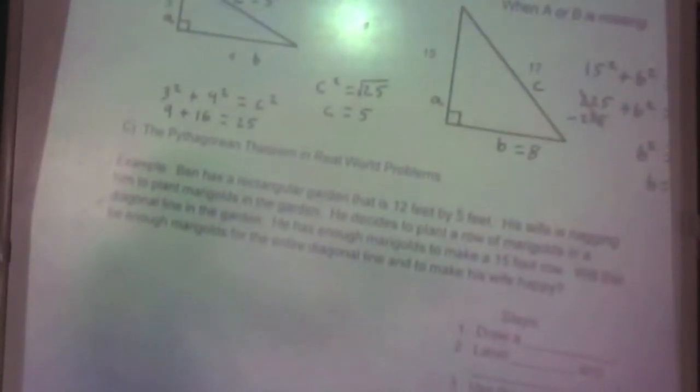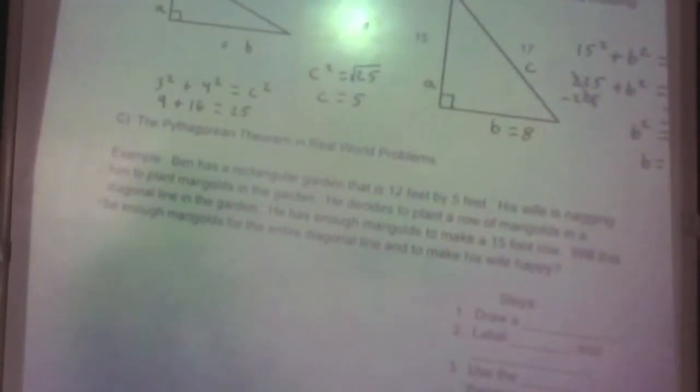Okay, and in this word problem, we have Ben, who has a rectangular garden 12 feet by 5 feet. His wife is nagging him, just nagging him to plant marigolds in the garden.